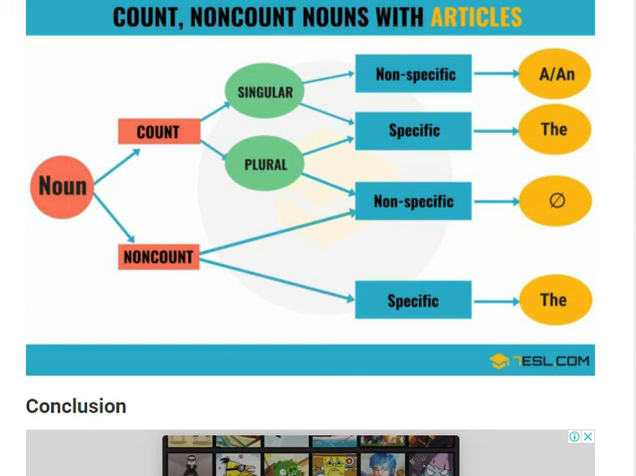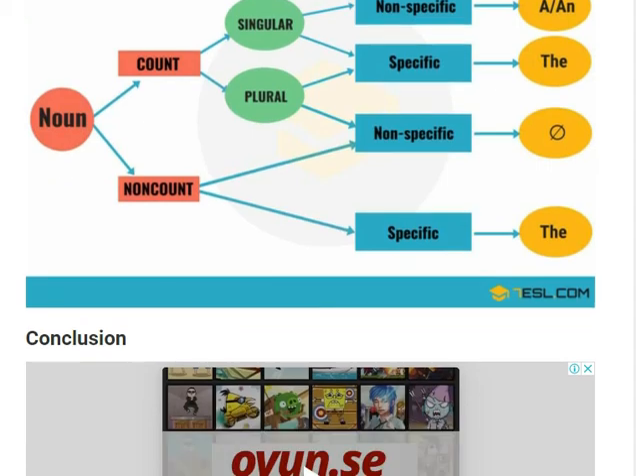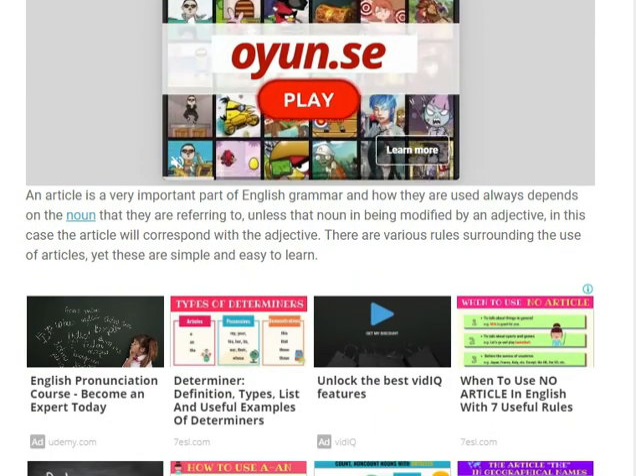So, count and non-count with articles. This is the rule. For nouns that are count, we have, of course, singular or plural. Non-specific and specific "the" is with singular. And with plural, non-specific is without an article. Non-count nouns are specific with "the." This is the rule that we use.